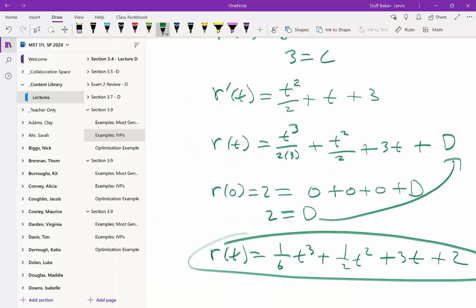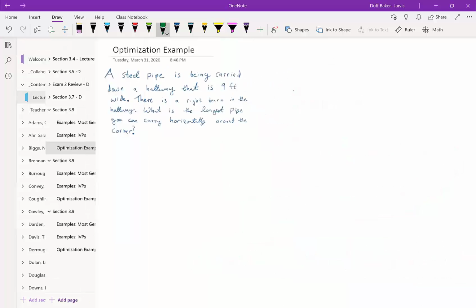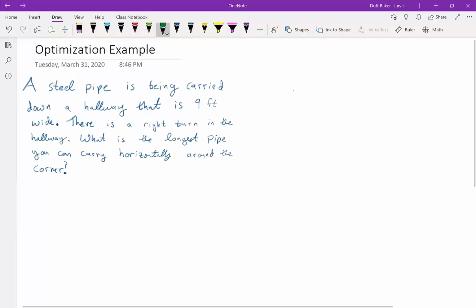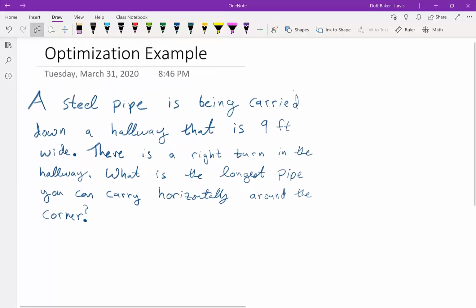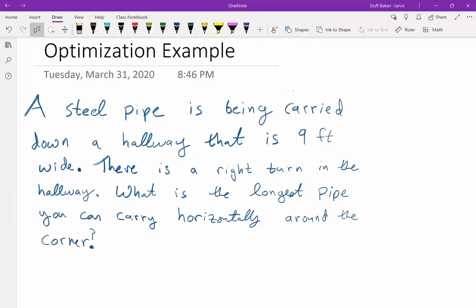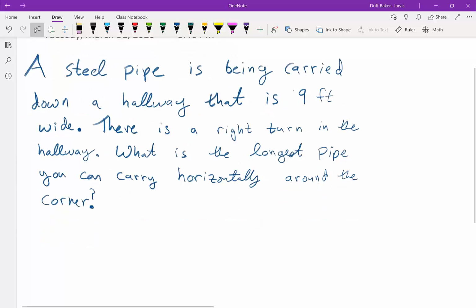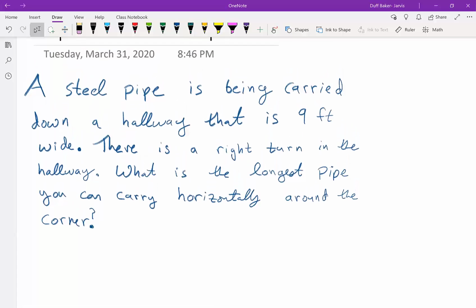Because we have a little bit of extra time, I'm going to go through one more optimization example from what we were doing on Wednesday. This one's kind of a curious little one. So this question is kind of motivated, like if you're moving furniture and you have like a big couch or something and you're trying to move it around a corner, what's the longest couch you could actually move around the corner? But I made it a steel pipe so it's easier to visualize.